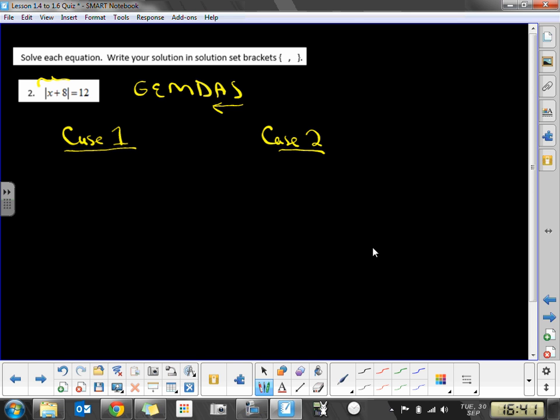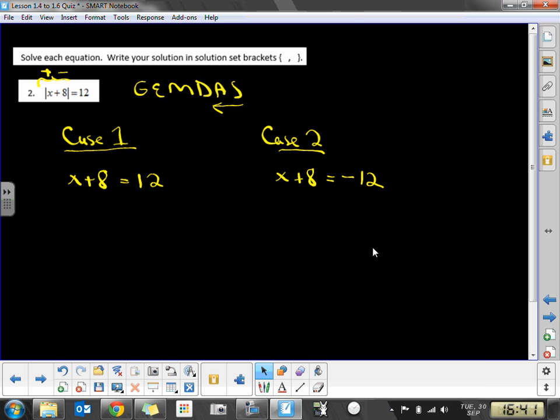In case 1, what we make sure is that the number that's inside of here is positive, so that means x plus 8 could equal a positive 12. The other case is that the value that's in here, the x plus 8, could be a negative value. So that means our x plus 8 could actually equal negative 12, because once we apply the absolute value, it'll come back as a positive 12.